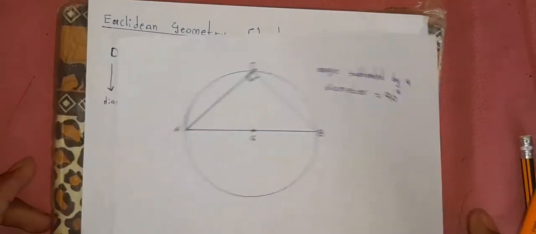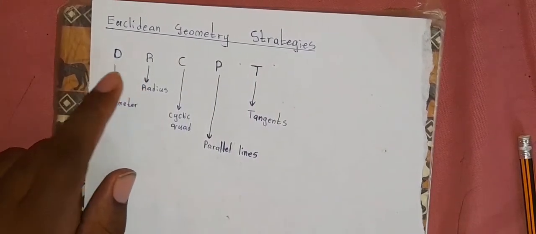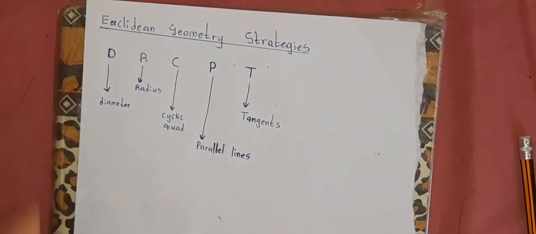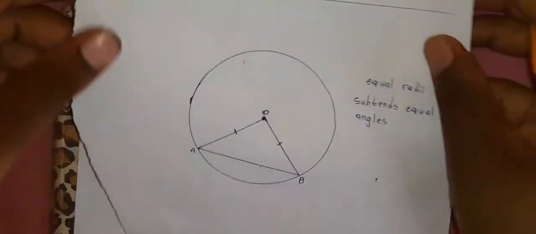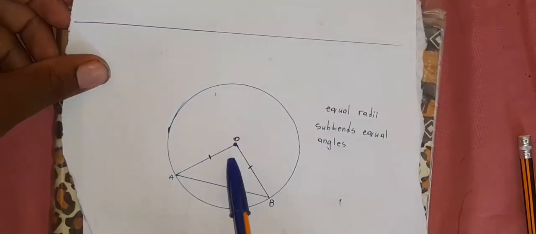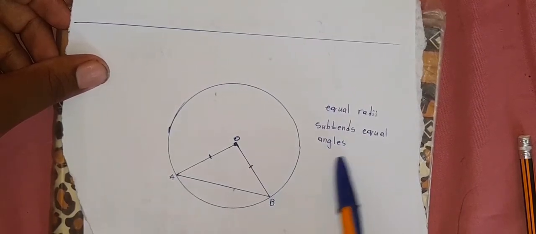And we have R here. R stands for radius. Remember that a radius is a type of chord from the center of the circle to any point on the circumference. So we call that a radius. If they tell you anything about a radius, remember this theorem here, that equal radii subtend equal angles.